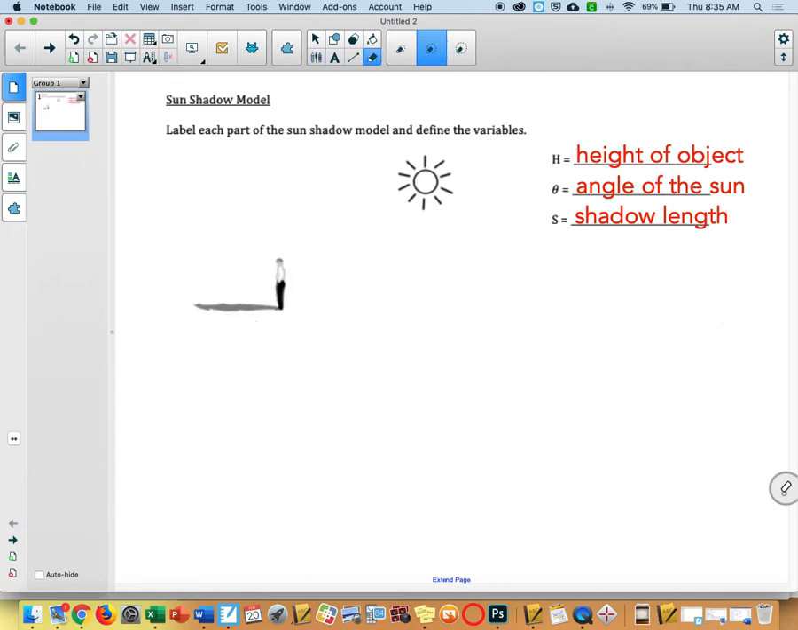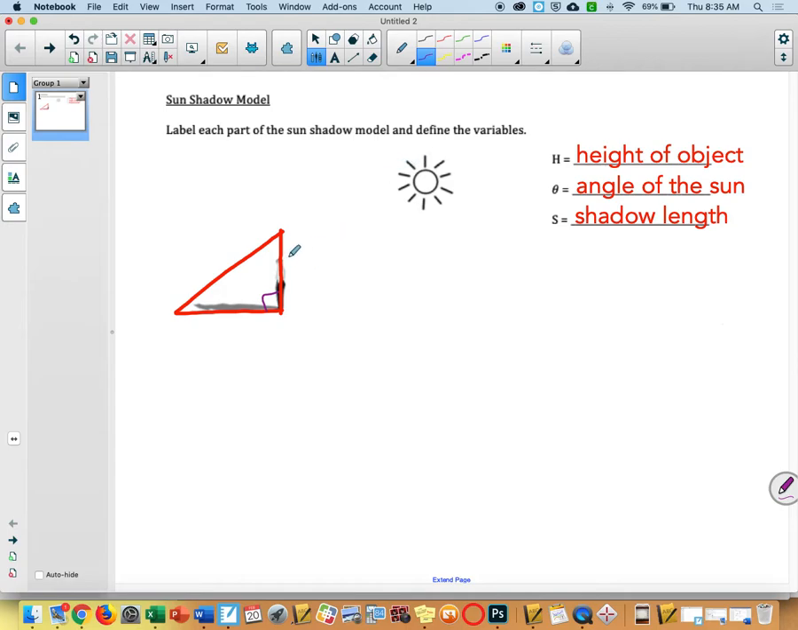I struggle with drawing triangles with my slate. Let me see. Let's do it real quick here. All right, so what we have is a right triangle situation because the object outside is going to be standing or placed 90 degrees with the ground. So we have a right triangle situation.